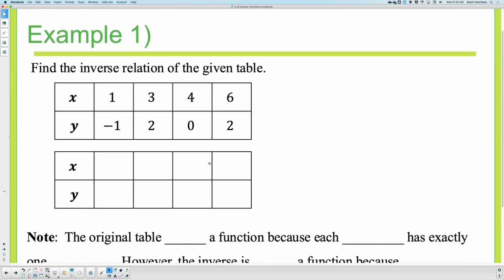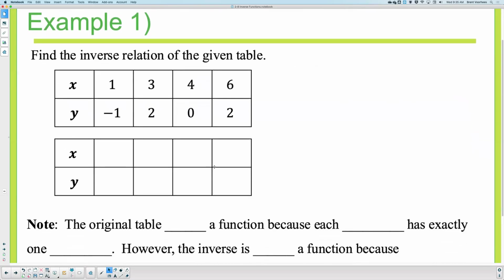First, given a table. It says find the inverse relation of the given table. Well, to do this, what you're going to do is just switch your x and y. It's as simple as that. So if this is the original function, or they call this a relation, if this is the initial relation, this is the inverse relation. You would switch these. So -1 becomes a 1. Those two switch. These two switch. It becomes a 2 over a 3. Now a 0 and a 4 and a 2 and a 6.